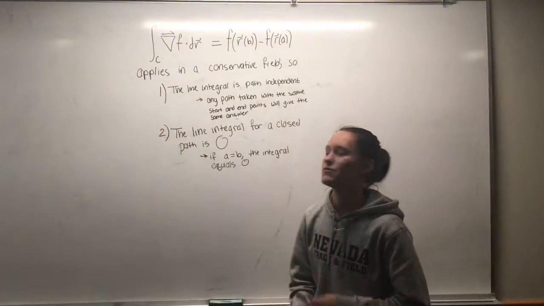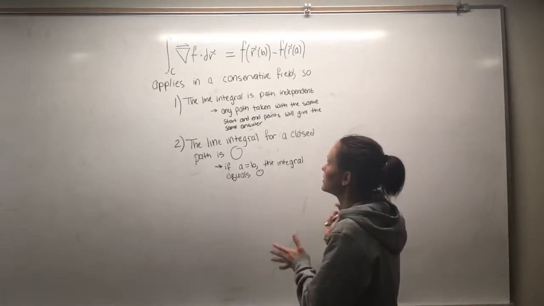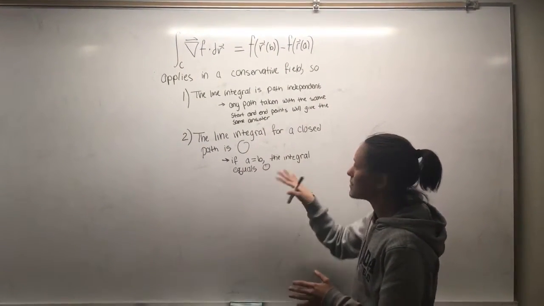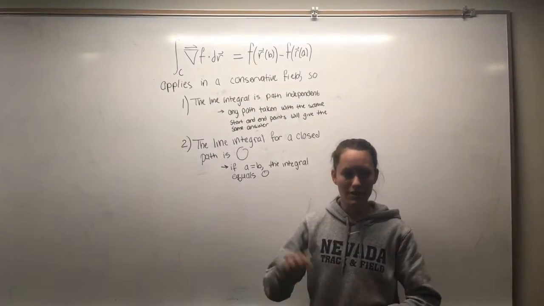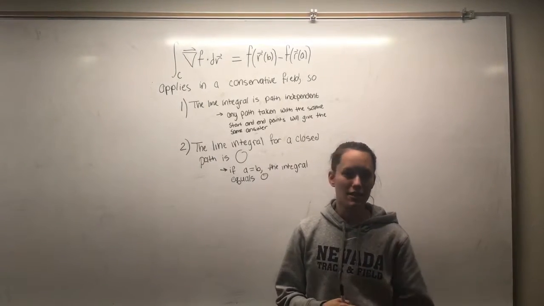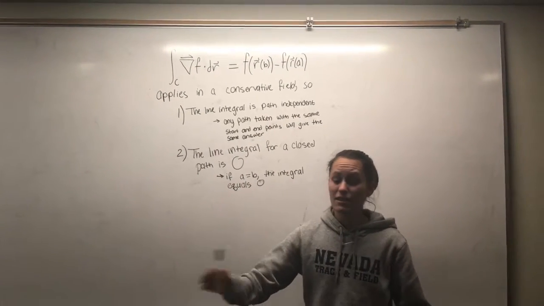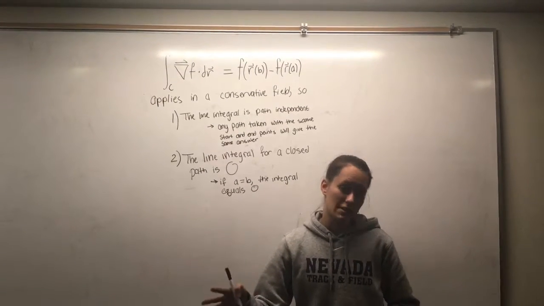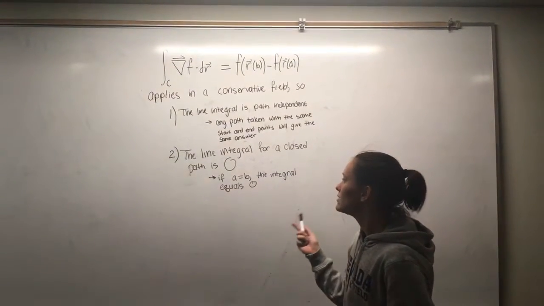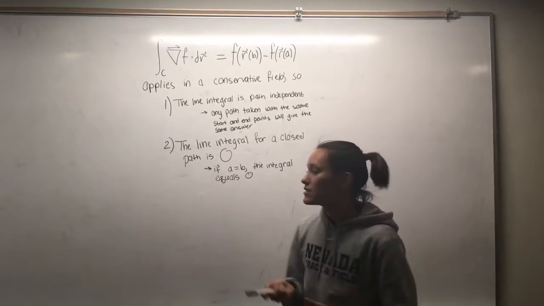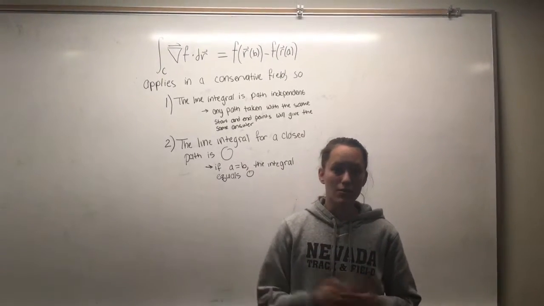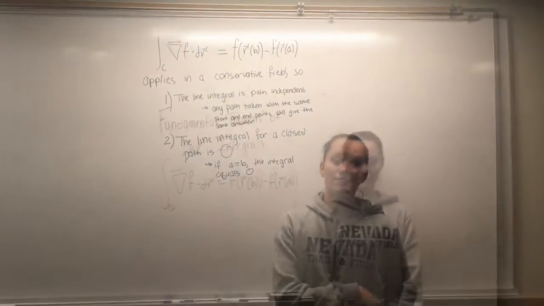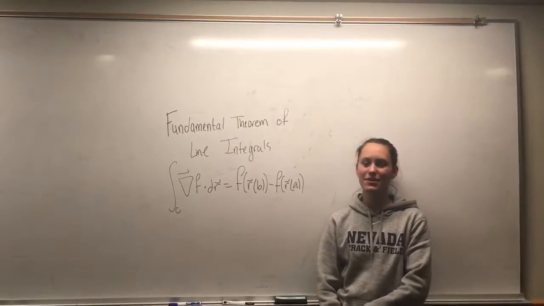The line integral in a conservative vector field is path independent, which means that if any path is taken with the same start and end point, say it starts at -1 and ends at 3, it doesn't matter what path you take to get there, the answer will always be the same. Also, the line integral for a closed path is 0. So if a equals b, so your a is -1 and your b is -1, the integral itself will equal 0. So that's the fundamental theorem of line integrals.